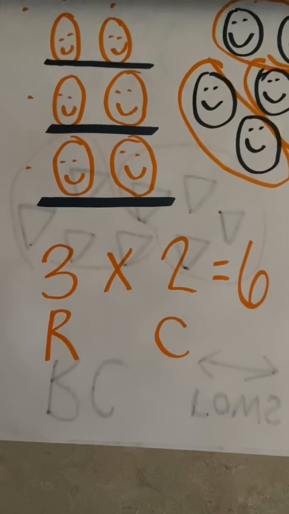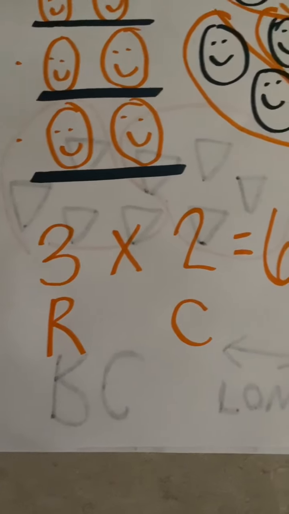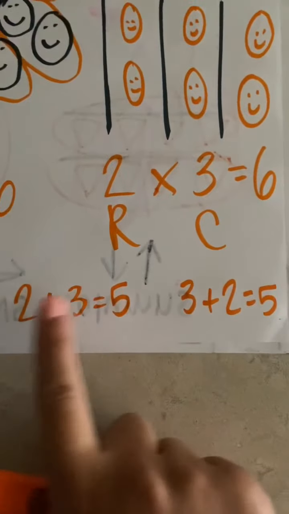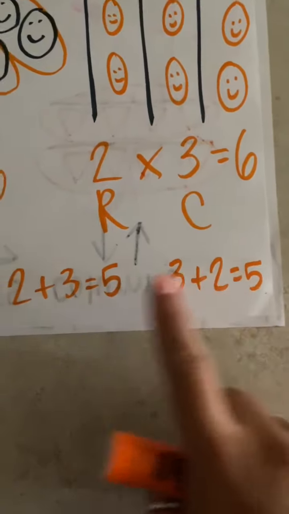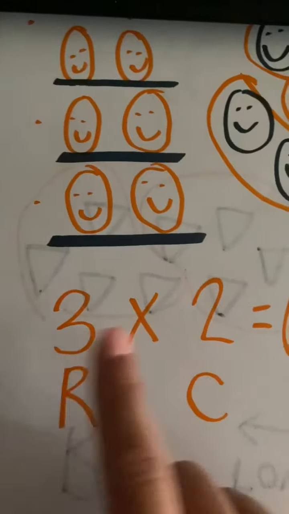So look at here. We have 3 times 2 equals 6, or we have 2 times 3 equals 6. All it is, it's a switcheroo of the numbers. 3 times 2, 2 times 3. So just like when we add, if we add 2 plus 3 equals 5, or we could do 3 plus 2 equals 5. All we did was switch the numbers here. We still get the same answer, just like in multiplication. 2 times 3 is 6, or 3 times 2 equals 6.